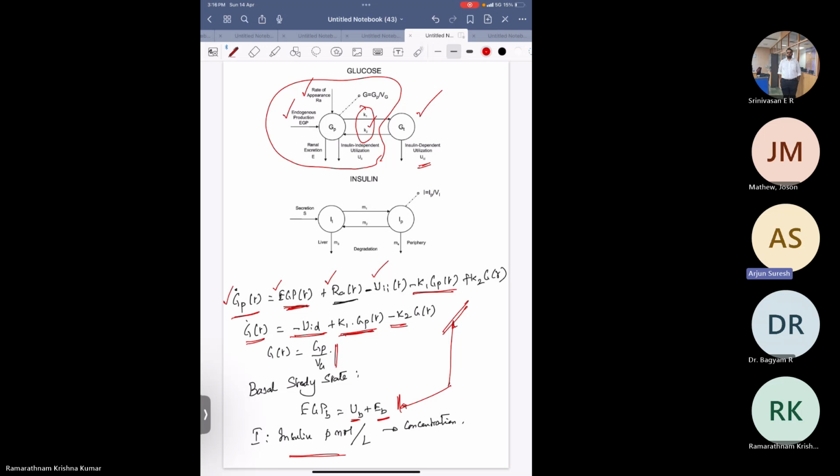K1 is like the insulin sensitivity at tissue level. Yeah, at the tissue level. So what does it mean? Glucose is being taken up at the tissue, right? So if K1 is less, what does it mean? The insulin resistance part. So the tissue taking the glucose is going to be less. The rate of increase of glucose in the tissue is going to be less. Correct?